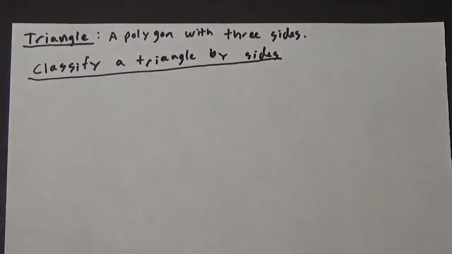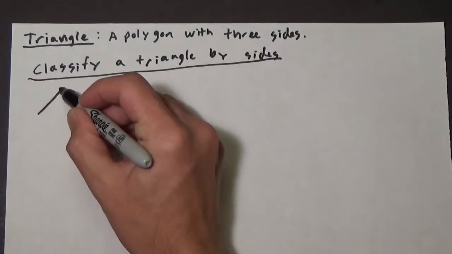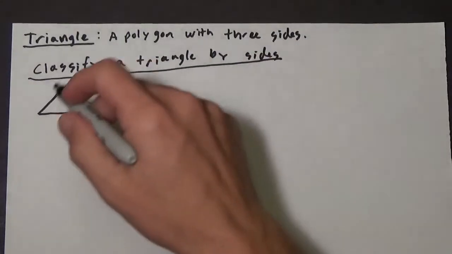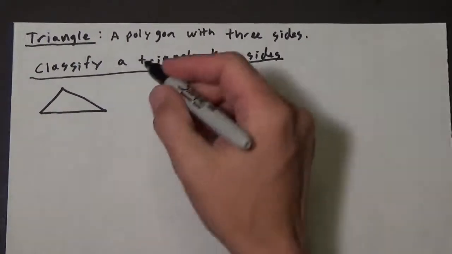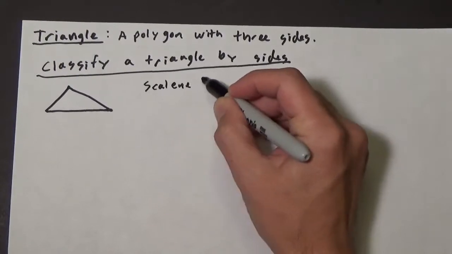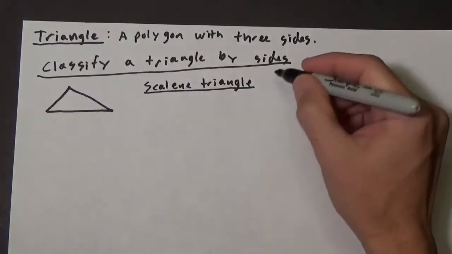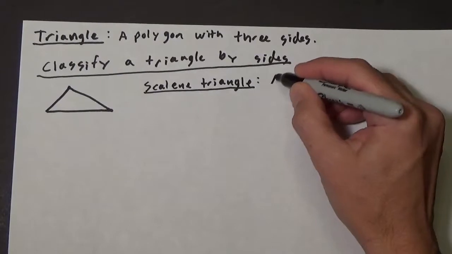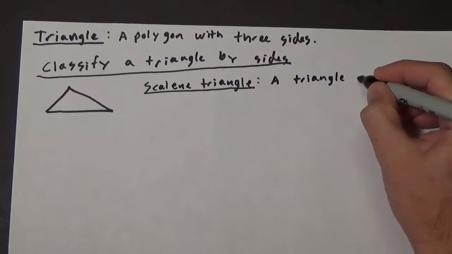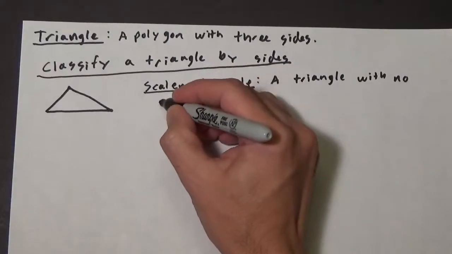There are three situations when you can classify a triangle by its sides. The first one is, let's say you have a triangle and none of the sides are congruent, and that is a scalene triangle. So a scalene triangle is a triangle with no congruent sides.